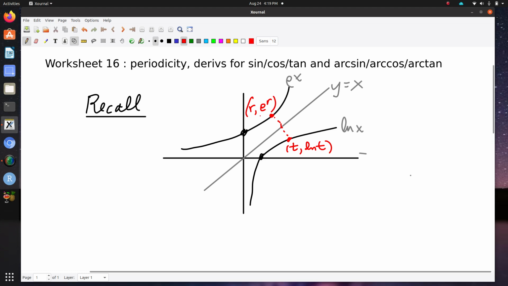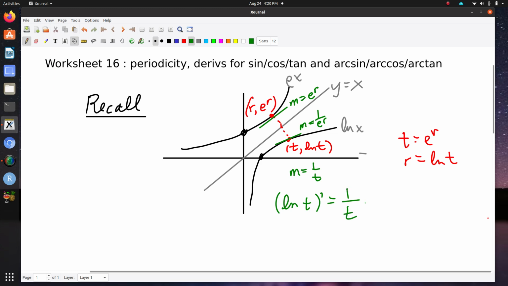Okay, so in this case, t equals e to the r and r equals natural log of t, but that way you have two ways of saying the same thing, because actually that's what we're up against. We have two ways of saying the same thing, and we want to convert. Now, we know that the slope of e to the x is itself, so this slope is just e to the r, which means that this slope is the reciprocal of that, 1 over e to the r. But what is e to the r? It's t. So the slope of that tangent line is 1 over t, meaning the derivative of natural log must be 1 over t.